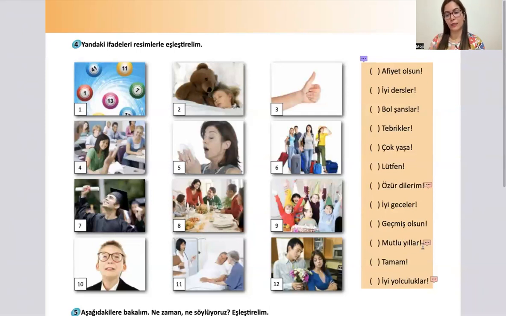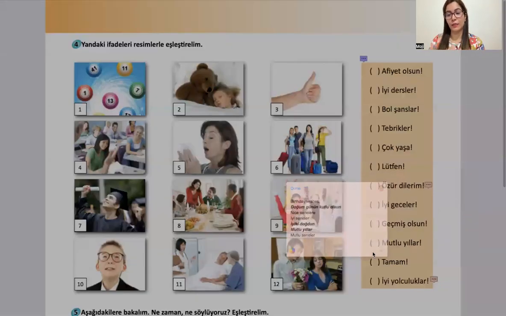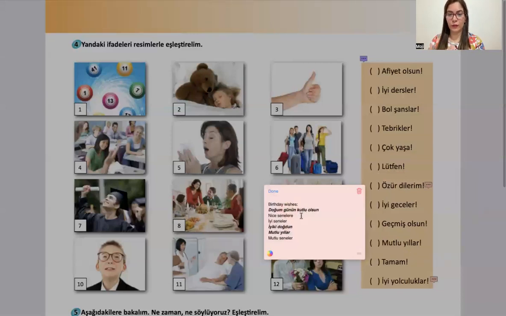Mutlu yıllar. Let's see what it means. We use mutlu yıllar in two contexts, for birthdays and for New Year. It has the meaning of happy birthday to you, have very good years ahead, the literal meaning. But we use it in birthday contexts and in New Year contexts. Look at here. For birthday wishes, we have different phrases. Doğum günün kutlu olsun. Happy birthday to you. It is in bold. It means this is the most common phrase you can use to make a wish for somebody's birthday. İyi seneler. They all mean have nice years ahead.